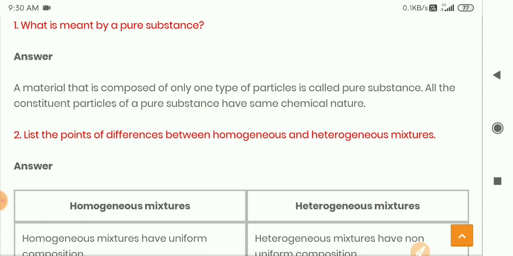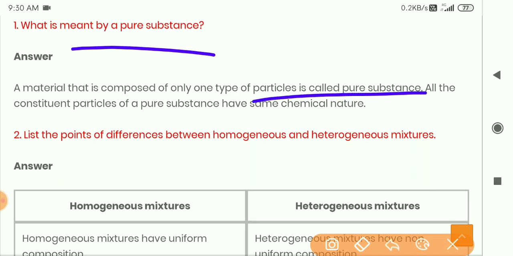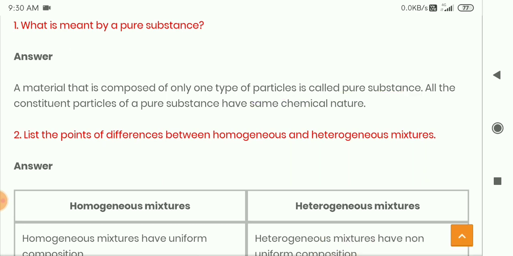So the first question is, what is meant by pure substance? Now see, the question starts with the pure substance because separation techniques are there. So first of all, we must know what is a pure substance, then only we can make the pure substance. A material that is composed of only one type of particles is called a pure substance.